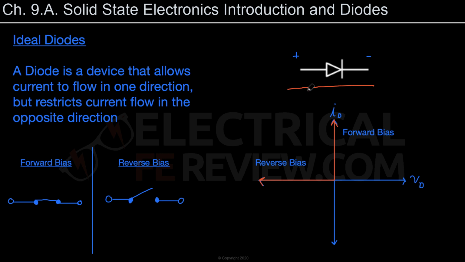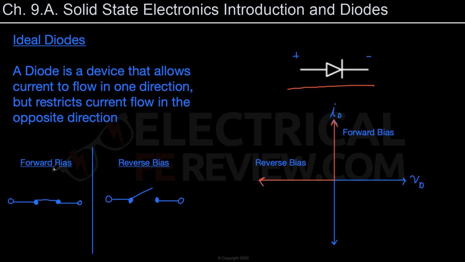are on the left and right side of the diode. Now, when we're talking about diodes, we want to be talking about the different modes of operation. So first off, when we're talking about a diode, we have two modes of operation for an ideal diode. We have the forward bias and the reverse bias.